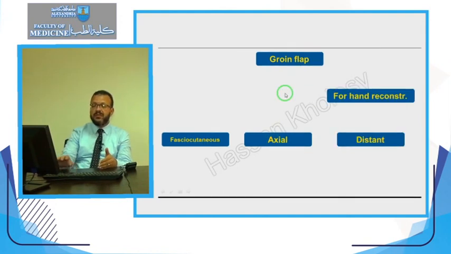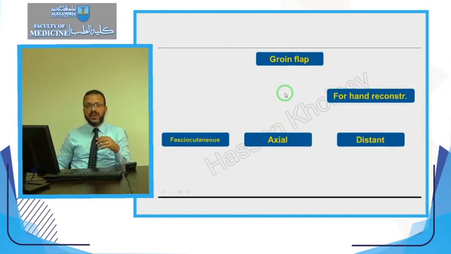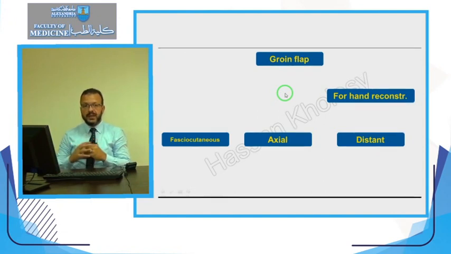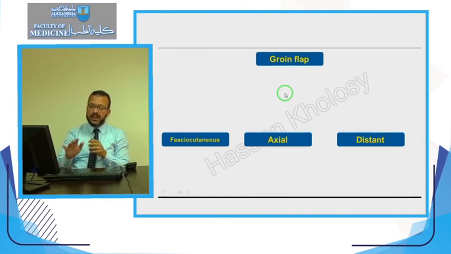And if this groin flap is used for hand reconstruction, sometimes we can use groin flap for hand reconstruction, this means that the donor site in the trunk and the recipient site is in a remote faraway area, which is the hand. So in this situation, it's called a distant flap. So I can say about the groin flap, it's a fasciocutaneous flap, an axial pattern flap, or a distant flap, according to which classification I want to classify this groin flap.